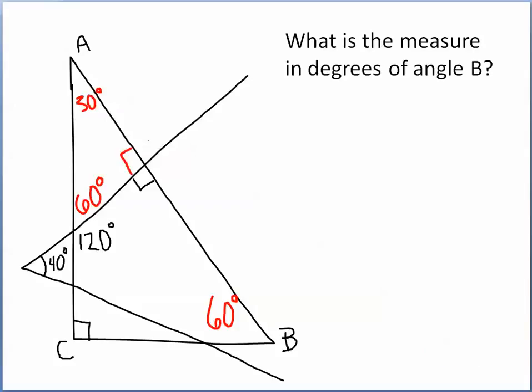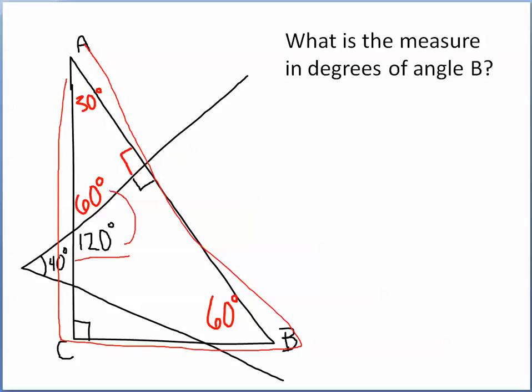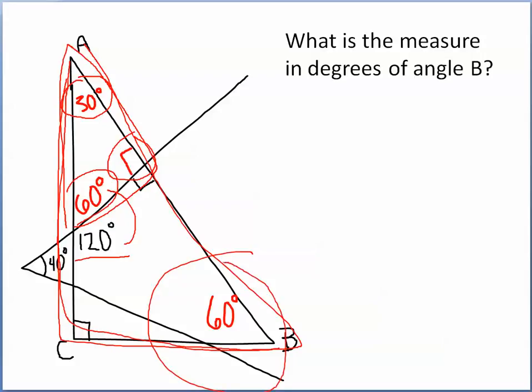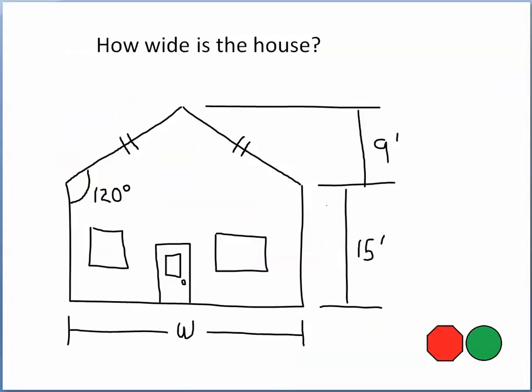Well, if you got 60, you're doing it right, because you recognize that this is a right triangle right here, and this right triangle right here, if this is 120, then its supplemental angle would be 60. So then you have this smaller triangle right here. If this is 60 and this is 90, this has to be 30. And if this larger triangle, ACB, happens to be 90 degrees and 30 degrees, this has to be 60 here. So angle B has to be 60. All right, click on the stop sign and see if you can figure out how wide the house is.